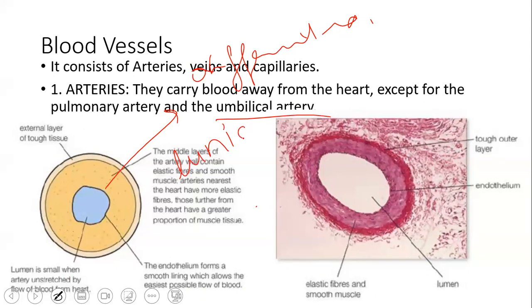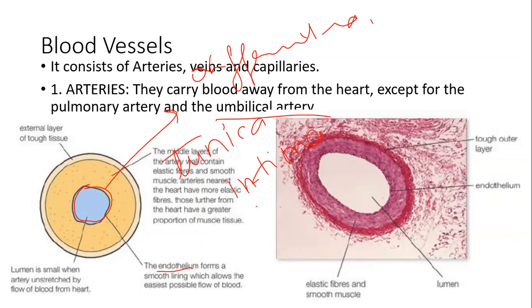Tunica is the term we use for wall, and intima means inside. Tunica intima is the innermost surface of the wall. We're going to talk about this not just for arteries, but for veins as well. Tunica intima basically consists of your endothelium. What is the endothelium? Endothelium is the lining of the blood vessels.